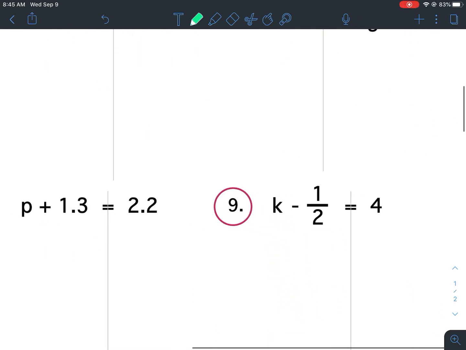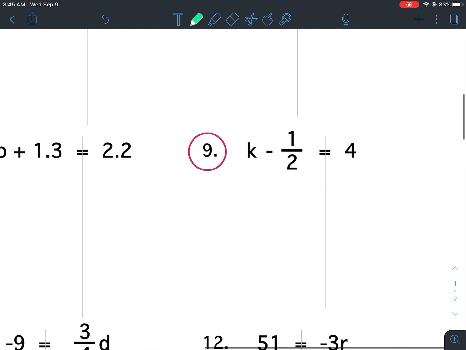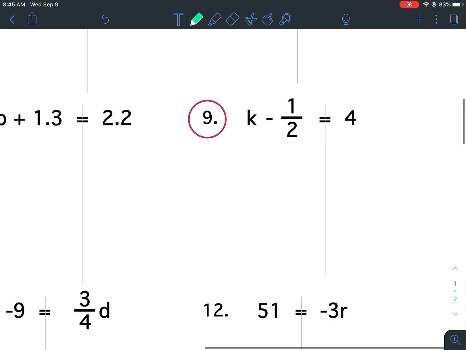Okay, let's go down to question number 9. Question number 9, a lot of times people see, oh, there's a fraction, I got to use the reciprocal, which I love the fact that you're thinking you need to use the reciprocal, but remember, you only use the reciprocal if it is a multiplication problem. This is not 1/2 times k, it's k minus 1/2. So the opposite, or the inverse operation to subtracting 1/2 would be to add 1/2. So you need to add 1/2 to both sides.